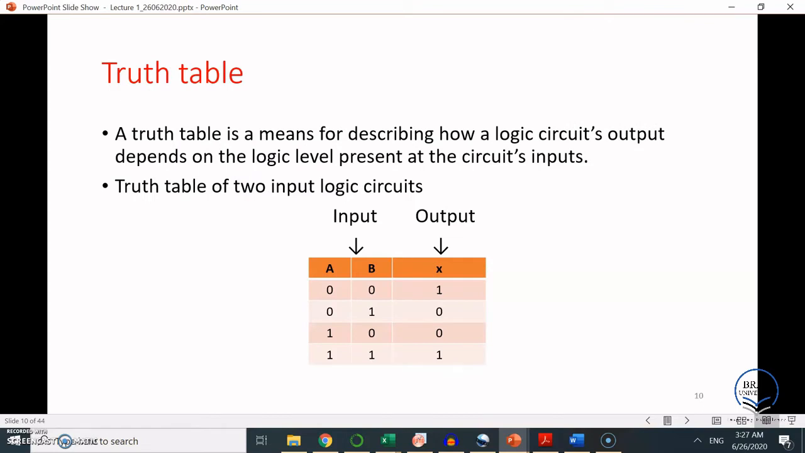Truth table. The truth table is a means for describing how a logic circuit's output depends on the logic level present at the circuit's input. The table for a two input logic circuit is given here. This is our input A and B, and this is our output. Altogether, this representation is called the truth table.